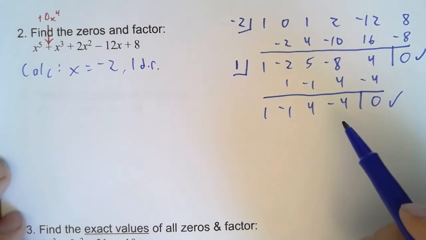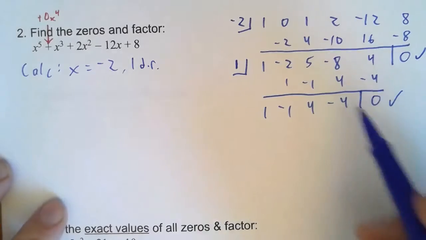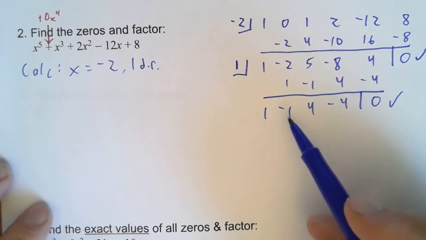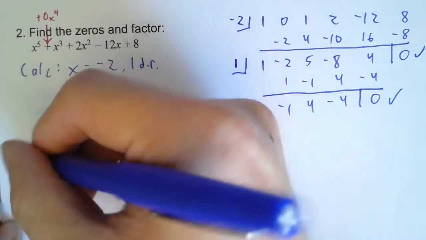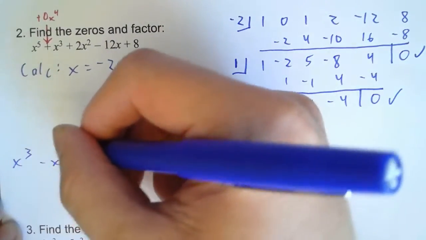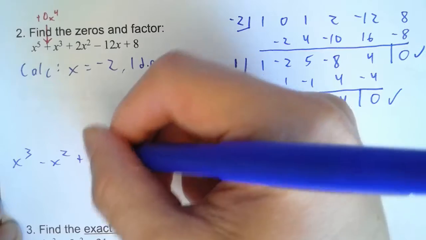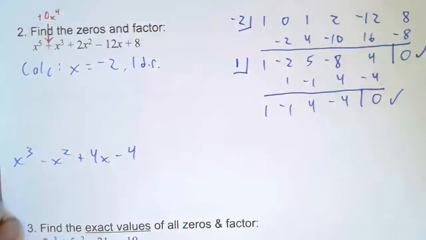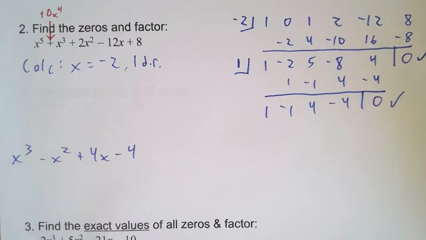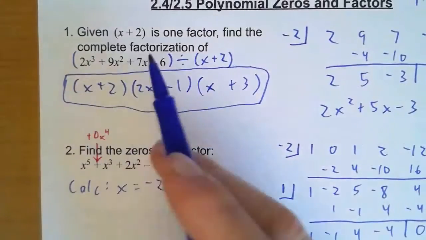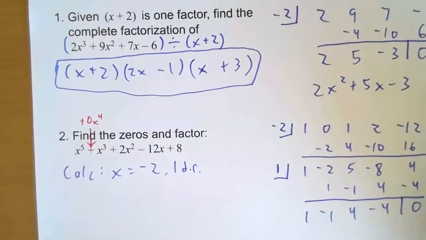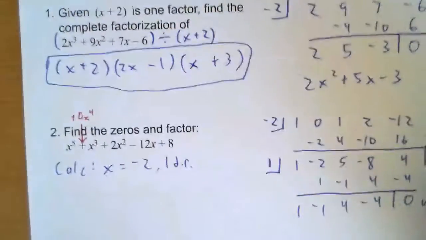So one choice, I could write out what I've got here. Okay. So it's constant, x to the first, x squared, x cubed. So I've got x cubed minus x squared plus 4x minus 4. Okay. And so I'm still at x cubed right there. X cubed, we don't always know what to do with. Back here, x cubed, I didn't know what to do with that one. And so I had to divide.